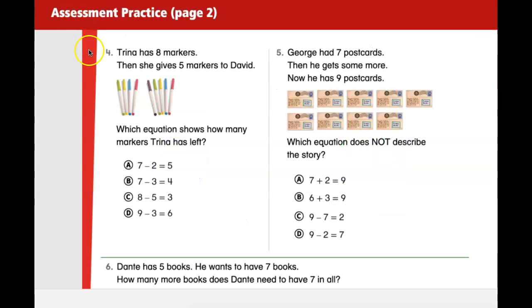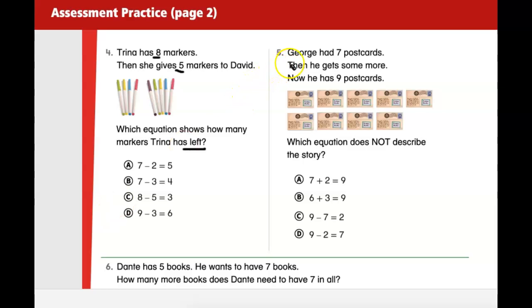On page 2, number 4 says Trina has 8 markers. Then she gives 5 markers to David. Which equation shows how many markers Trina has left? So which of these equations, you're going to fill in the bubble for which equation matches the information that was given to us. So if she had 8 markers and she gives 5 of them away, which of these equations shows that? And fill in the circle for whichever one you pick.